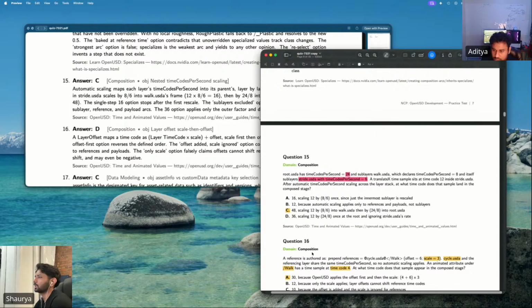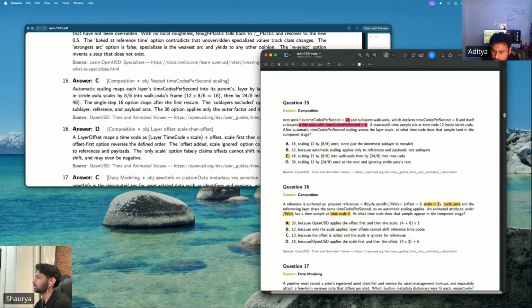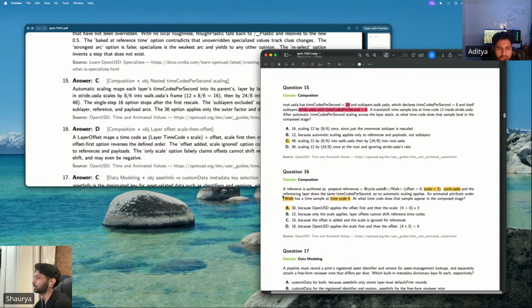All right, 16th is wrong. What is 16th? The offset thing that we were trying to figure out yesterday. 18, because OpenUSD applies scale first and then the offset. Okay, this is something that we don't know.